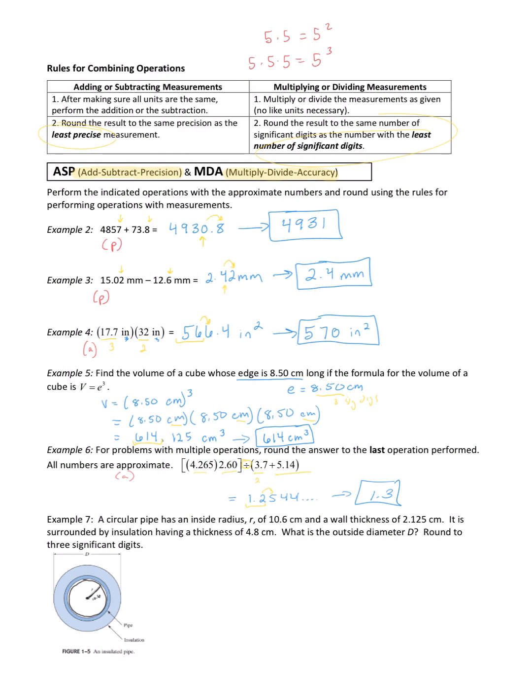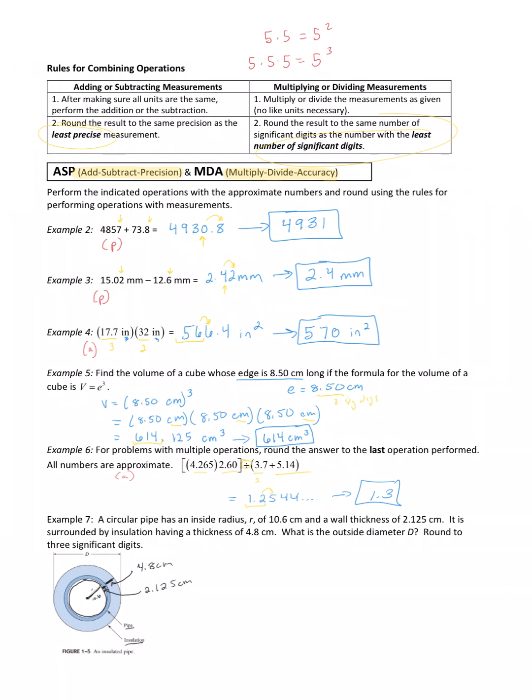It tells us that the pipe has a thickness of 2.125. So the thickness of the pipe would be this distance right here, because that darker shade of blue would all be the pipe. So this distance right here is 2.125 centimeters. And lastly, it tells us that it's surrounded by insulation having a thickness of 4.8. So this is the insulation, and this measurement right here is 4.8 centimeters.